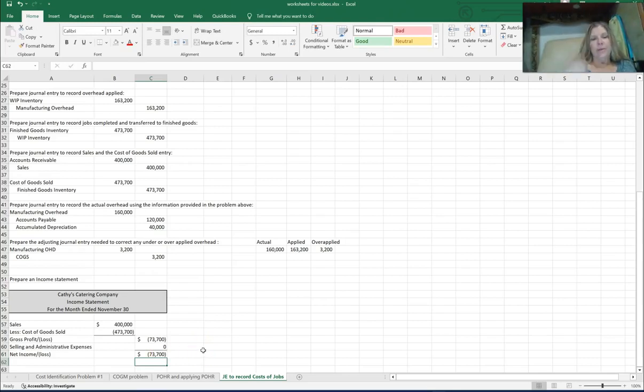It's our first month of operations, it said at the very beginning. So they have to get their processes down and their pricing down. Evidently their pricing was a little low because they only produced 3 jobs and they had a loss of $73,700. But that's very common for new businesses to lose money the first year or two, actually. Okay?